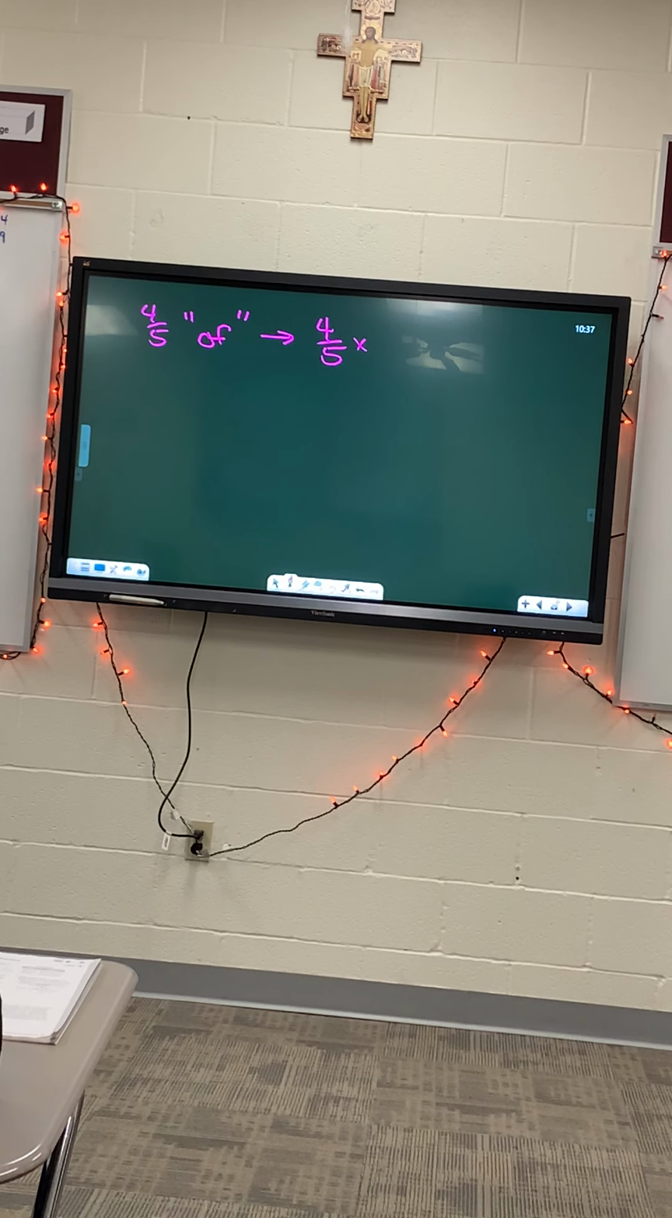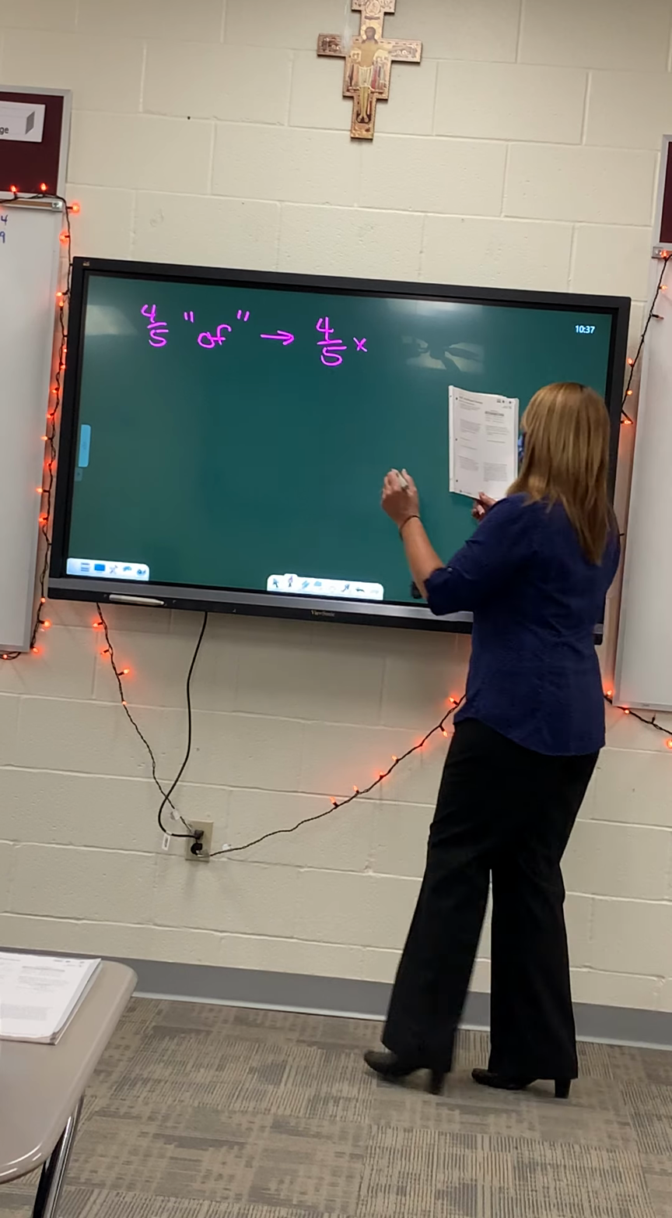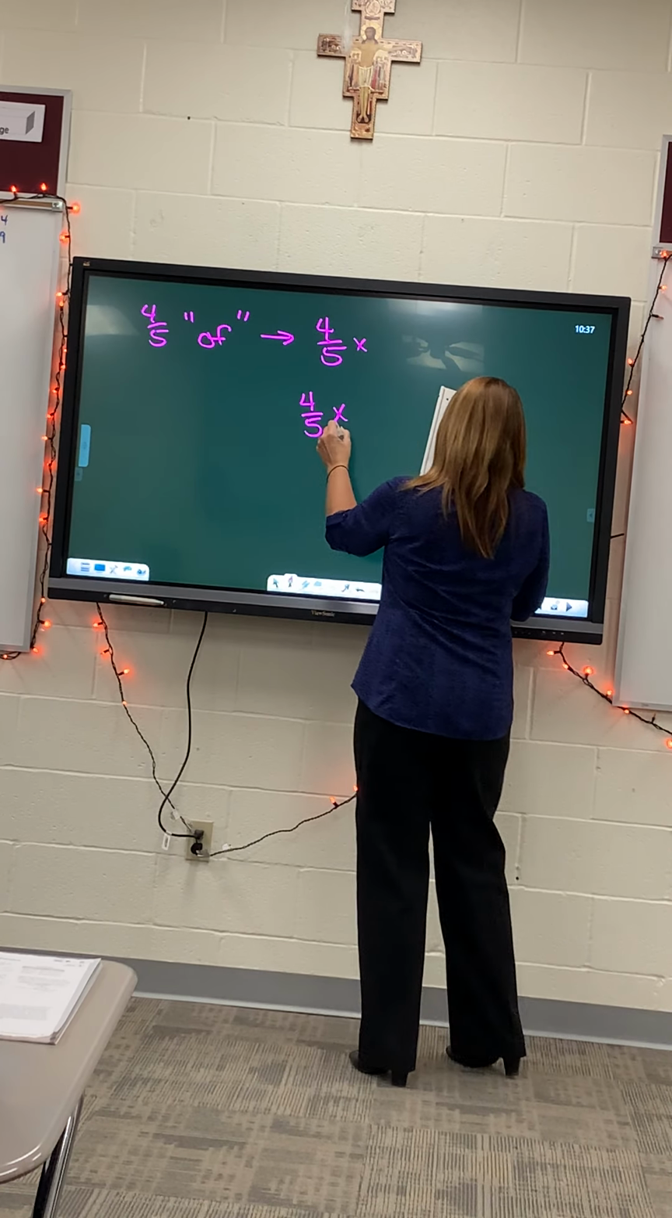Not in every sense, right? Like if I say, there's a lot of paper in this book, well, that's no multiplication. But if I say half of my book, or 3/4 of the class, or even percents, 60% of the problems are correct, etc. Of means times.